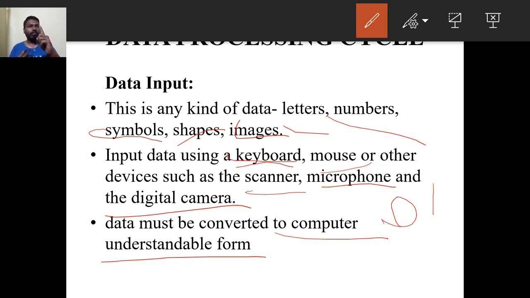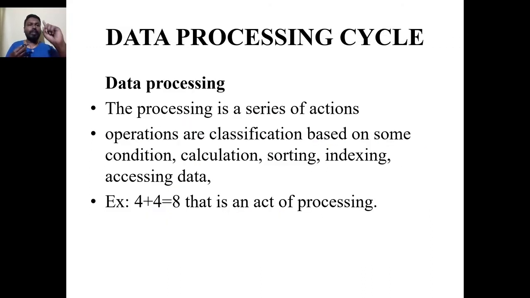What is point number 1? The data may be any kind of data. It may be a letter, number, symbol, shape, or image. Point number 2, how will you enter the data into the system? With the help of input devices, using a keyboard, mouse, or other input devices such as scanner, microphone, digital camera. After entering the data into the system, it has to be converted into computer understandable form. So this is the first stage.